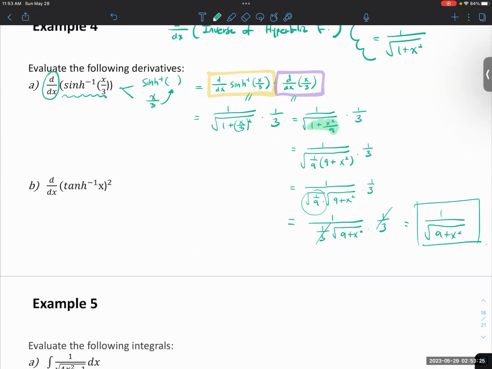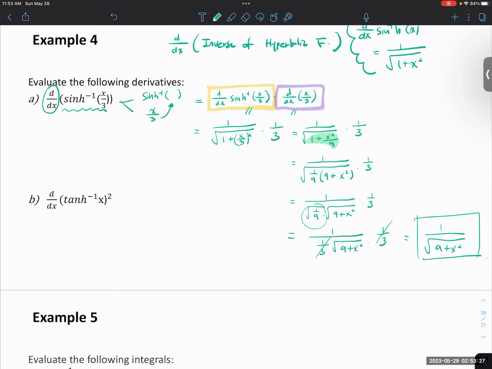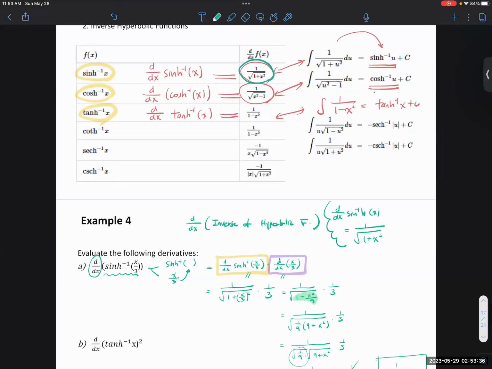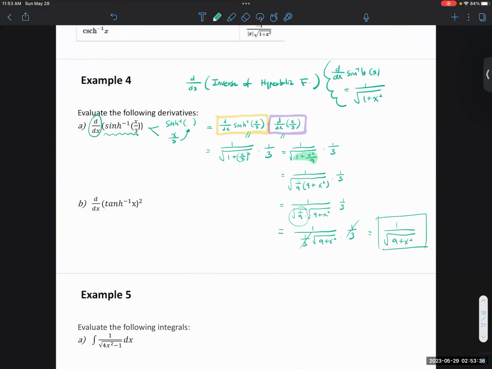That's the final answer. So this is the derivative of the following, sinh inverse of x/3. Okay, nothing is special. The given table, you're going to utilize it, and you can take the derivative or integral simply.